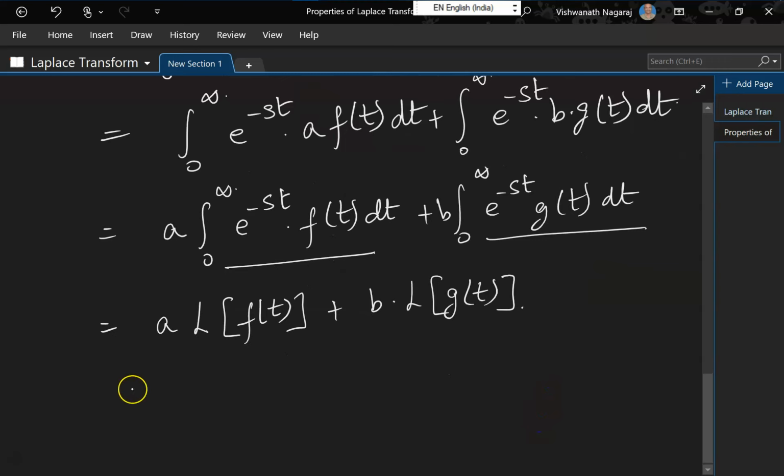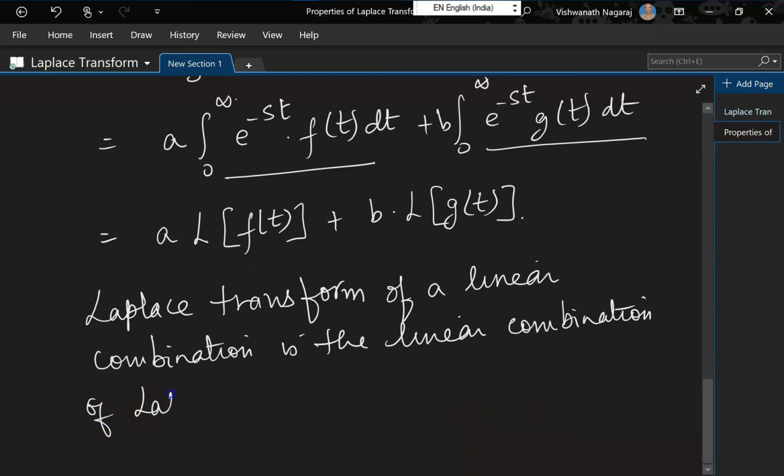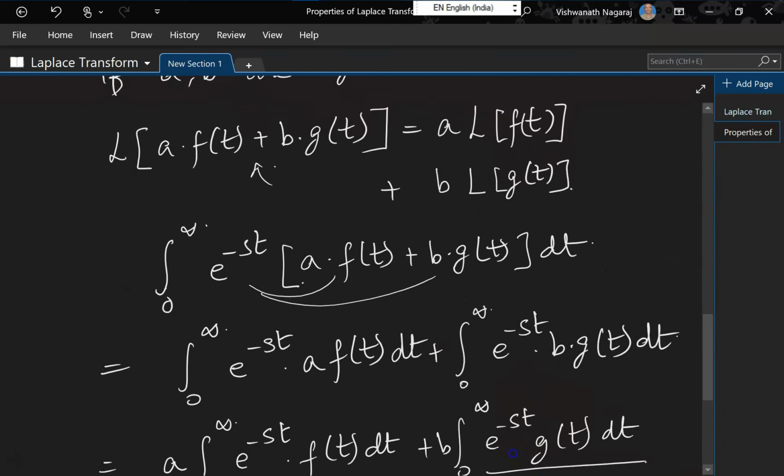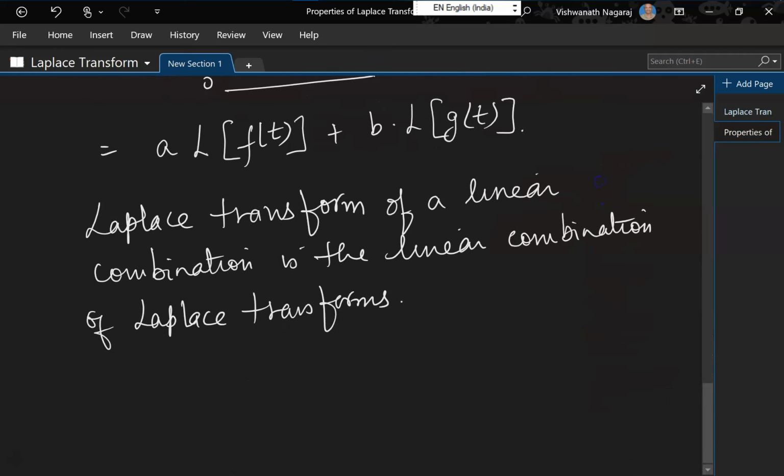So in other words, we can write it descriptively as: the Laplace transform of a linear combination is the linear combination of Laplace transforms. So see here, in this case, this is a linear combination and this is the Laplace transform. So the Laplace transform of a linear combination is equal to what? This whole thing is a linear combination, so a linear combination of the Laplace transforms. Okay, so that's what this means.